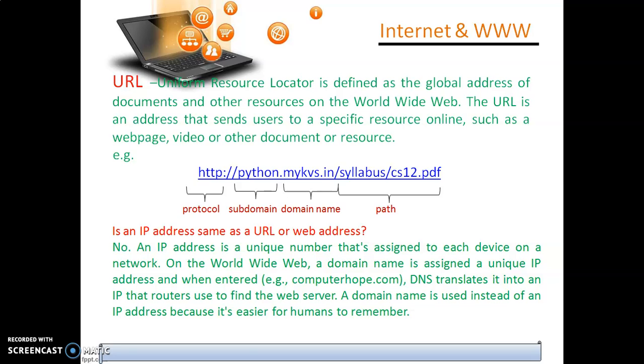Now the URL. A uniform resource locator is defined as the global address for documents and other resources on the World Wide Web. The URL is an address that sends the user to a specific resource online, meaning over the internet, such as a web page, video or other document or resource. We have studied that there are three main parts in a URL: number one is the protocol, which is HTTP, then the domain name, then the path or file name.